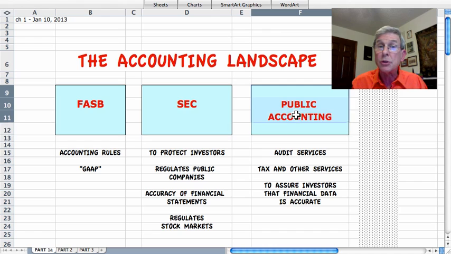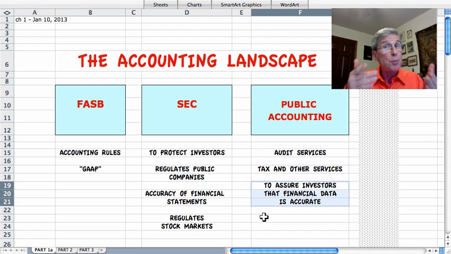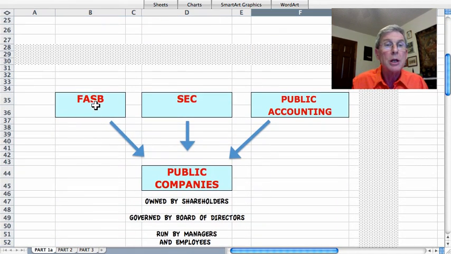Then we have the public accounting industry. Now, this would include public accounting firms like PricewaterhouseCoopers, Ernst & Young, KPMG, large, medium-sized, and small size that provide all kinds of financial and accounting services to the general public, to any paying customers, including the big public companies. One of the key services they provide is audit services, but they also provide taxes and other services of that sort. And through their audit services, their role is to assure the investors that the financial data that is published by the public company is verifiable and accurate so that the investors can rely on that information. Now, these three organizations all affect how accounting is done for the public companies.